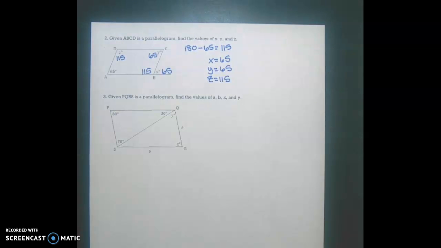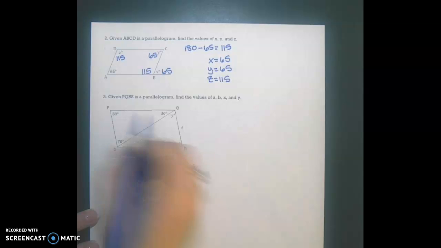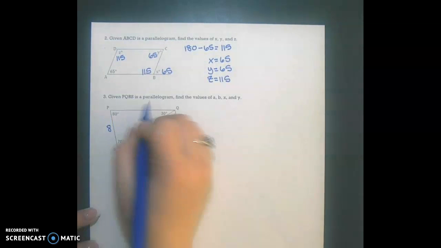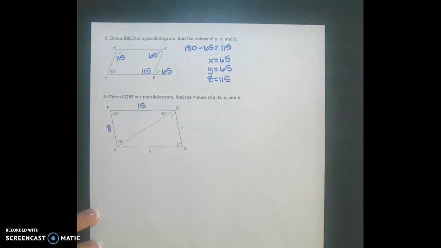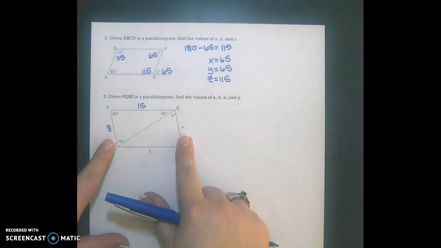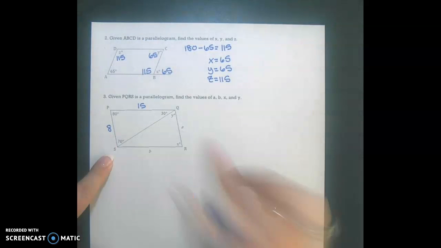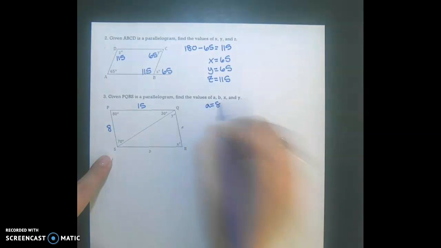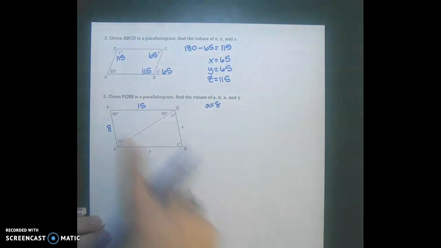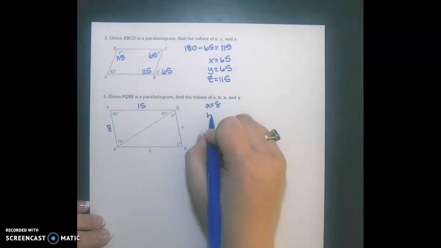We're told PQRS is a parallelogram, and we want to find the values of A, B, X, and Y. And it looks like I'm missing a couple values here, so hold on one moment. All right, so this side, PS, is 8 and PQ is 15. That did not come through on the notes, I apologize. So remember, one of our properties of parallelograms is that the opposite sides are congruent. This value A is opposite PS, so that means A is equal to 8. And this value B is on the side opposite PQ, so that means that B is 15.